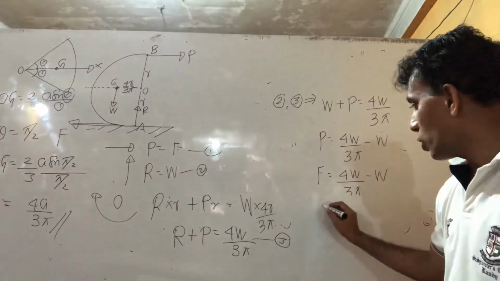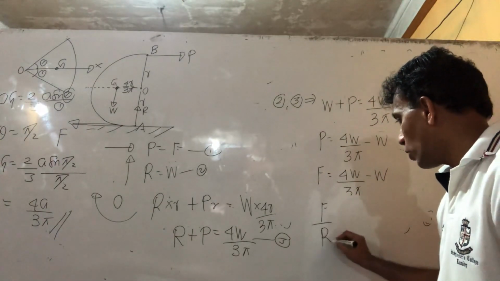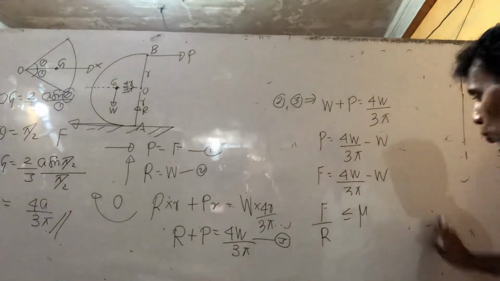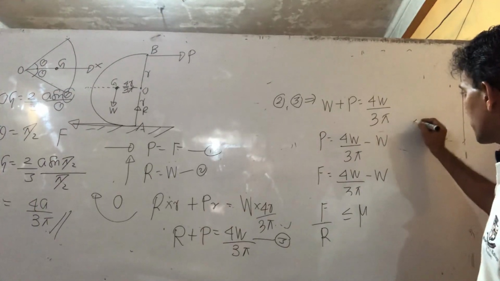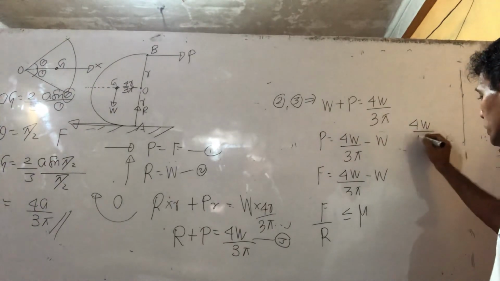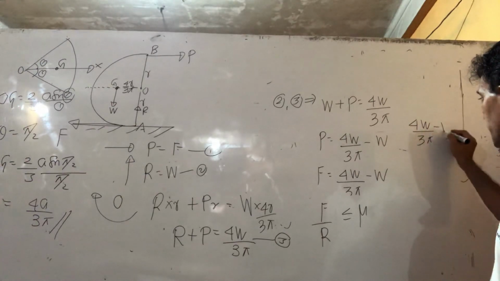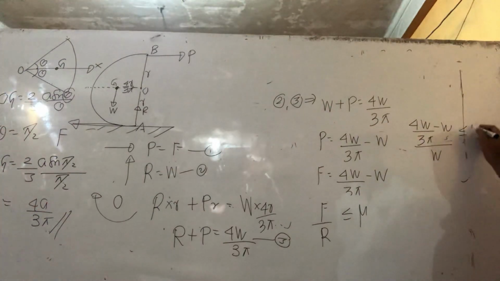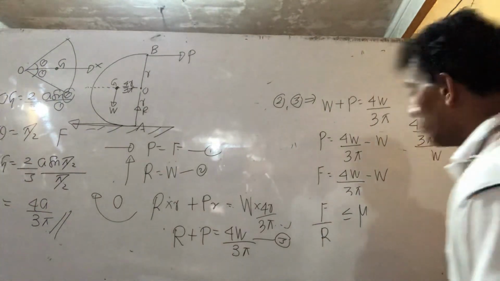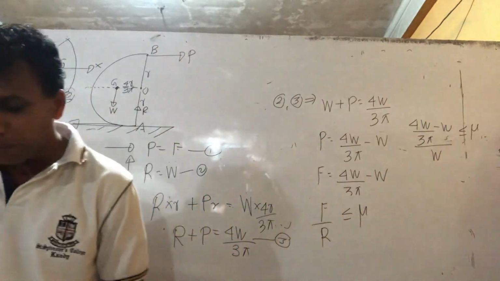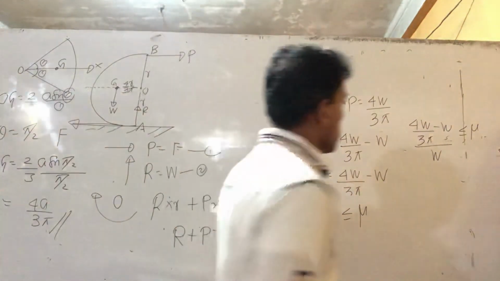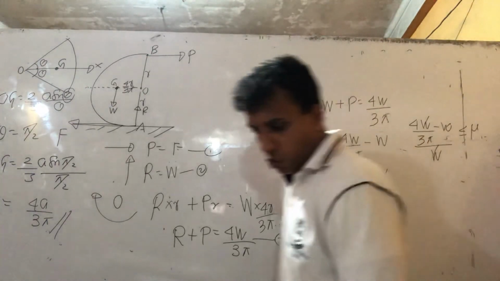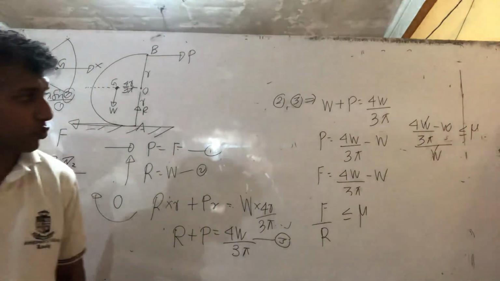Therefore, we can write for equilibrium F over R less than or equal to mu, right? So what is the F answer? 4W over 3 pi minus W, over R which is also W. Is it okay? Less than or equal to mu. So the W answer is available, and we will find the mu value. Mu is, okay, check, W will cancel. 4 over 3 pi, no pi in the solution, there are 2 over 3 pi available.